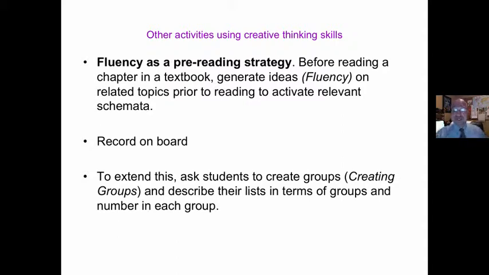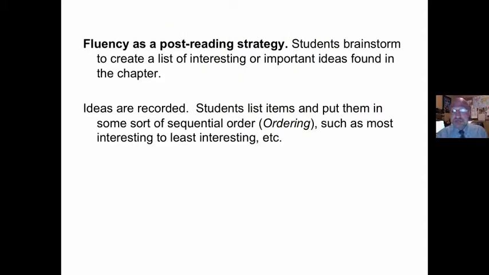Fluency is pre-reading. All right, generate ideas to activate relevant schemata. Record that on the board. And then if you wanted to extend this, use some critical thinking, ask students to put these ideas in groups and describe the whole in terms of groups. Fluency is post-reading. Students brainstorm to create a list of interesting or important ideas found in the chapter. Great post-reading activity. They have to decide what's interesting or important.